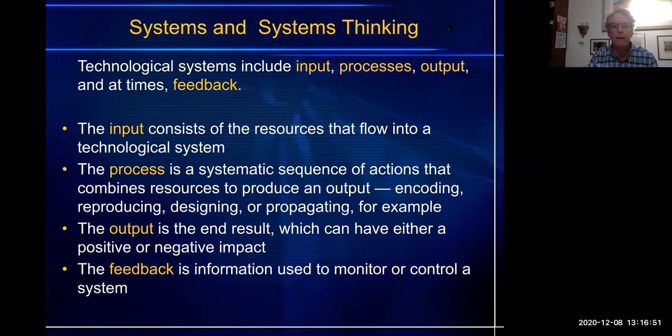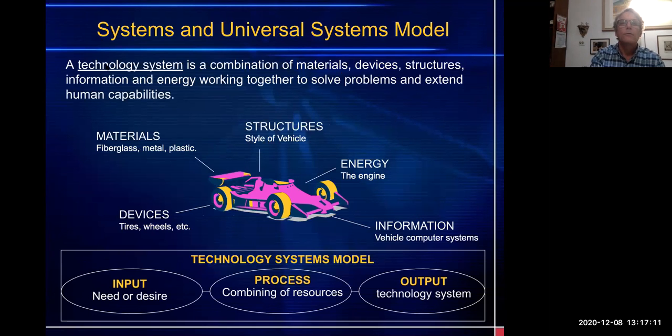The feedback in this system is me. I need to turn the knob. I need to turn the knob back off. If I turn on the knob and it doesn't light and my house fills with gas, I'm going to die. The system is not going to shut off the gas for me. Okay? So systems and universal systems model.